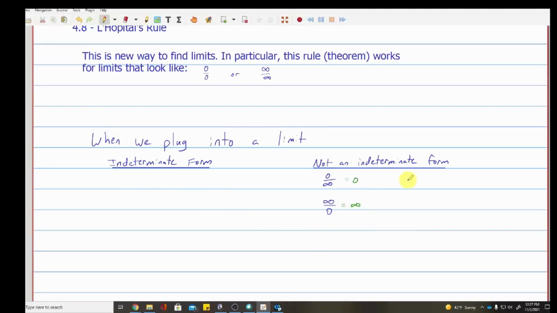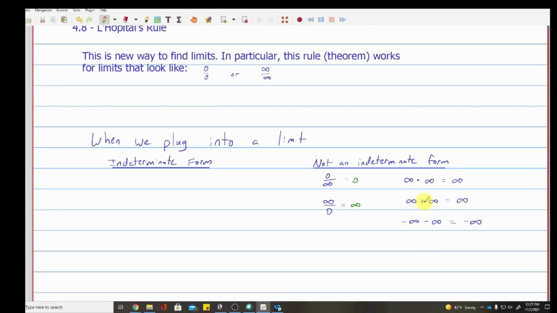If I have something like infinity times infinity, one big number times another big number is going to give me an even bigger number, so I'm just going to get infinity. Or infinity plus infinity, right? That's going to give me infinity. Or if I have a negative infinity minus infinity, right? That's going to give me a negative infinity. So these are examples not of arithmetic. We don't actually add infinities. What we're saying is I'm adding functions, and the functions I'm adding are getting bigger and bigger. So they look like infinity. These are things that we know what's going on.